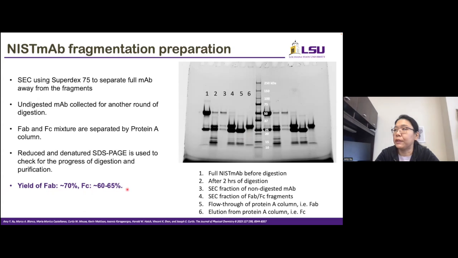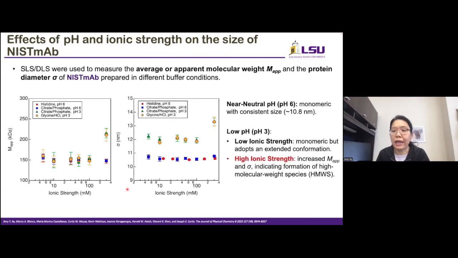All right, so now I finally get the chance to talk about the results. First of all, we performed static and dynamic light scattering experiments to measure the apparent molecular weight, as well as the protein diameter of NISTmAb prepared in different buffering conditions. I show in this figure that for pH 6, the samples are prepared using 2 different kinds of buffering salts. And the same goes for pH 3, 2 different kinds of buffering salts.